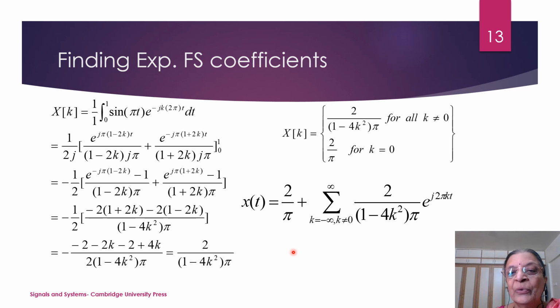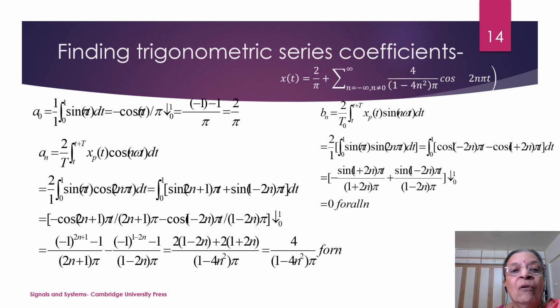Is that right? So I can represent x(t) as 2 by pi plus summation k varying from minus infinity to infinity, obviously not for k equal to 0 because for k equal to 0 the term is here, 1 upon (1 minus 4k square) pi, e raised to j 2 pi k t. These are the coefficients. Now if I want to calculate the cosine and the sine terms, here only the cosine term will be there and the sine term will be 0, as you can understand. So the cosine term you can just calculate.